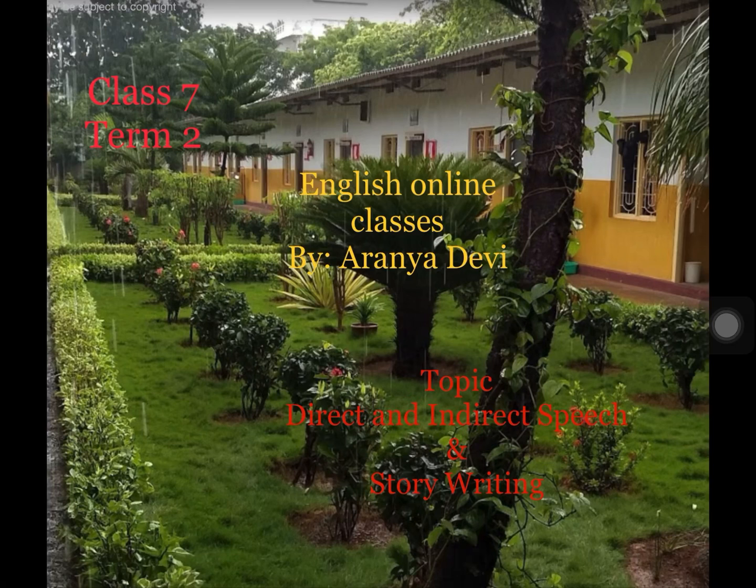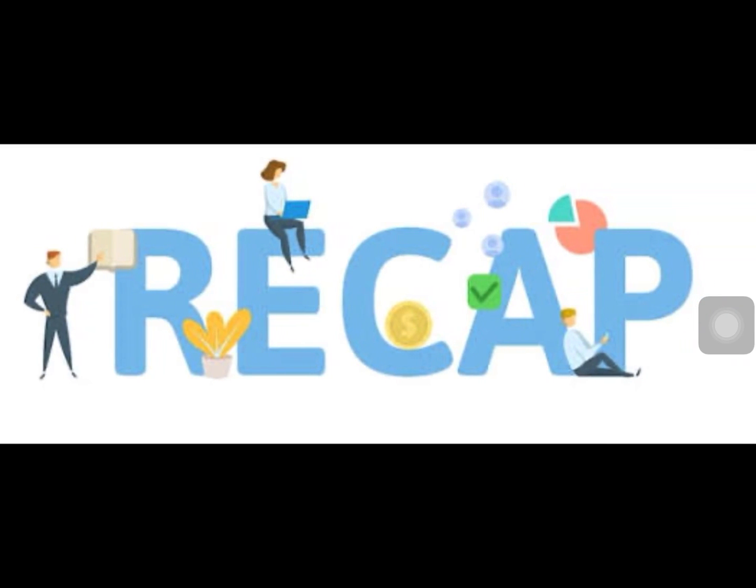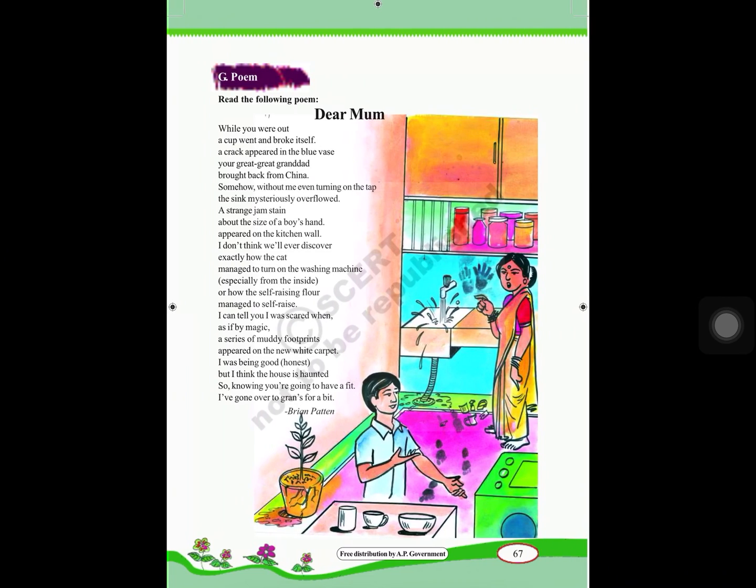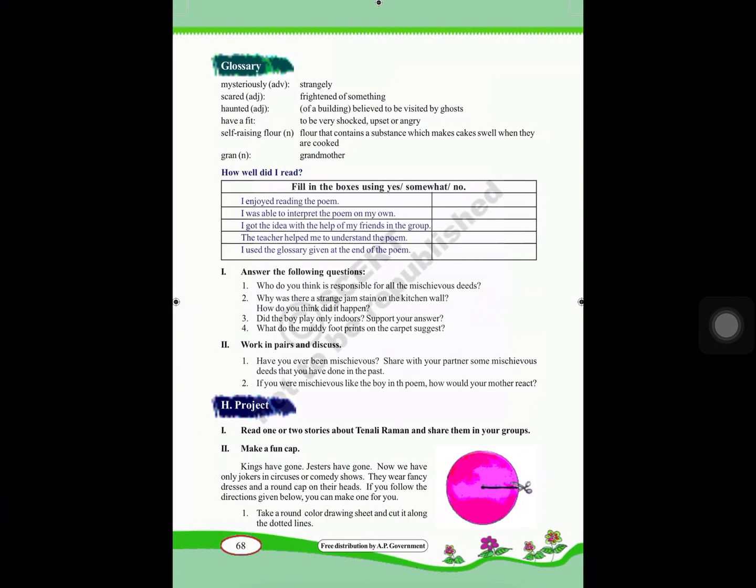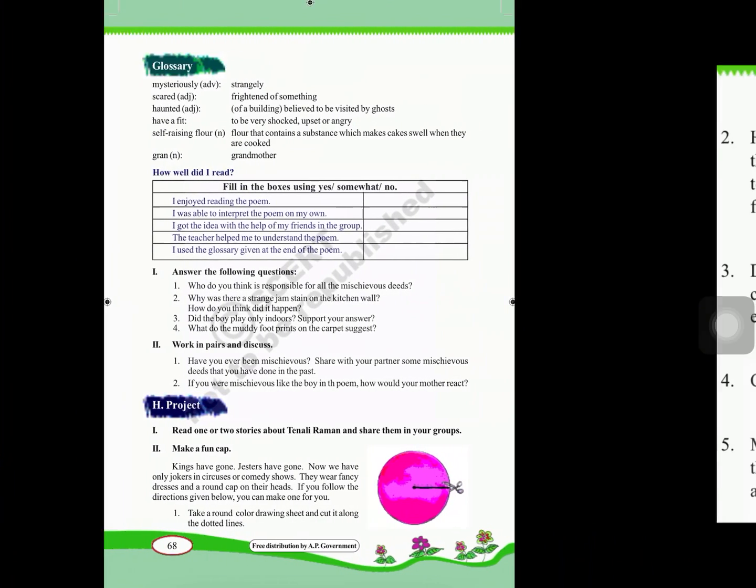I think you have watched, enjoyed and got an idea about our previous video, DMM and prefixes and suffixes. Let's have a recap once. The title of the poem Dear Mum, the poet of the poem Brain Pattern. Here we have gone through the mischievous things done by the boy at home, but it was not revealed what he had done. That has to be understood by us. And I believe you have completed the project also given at the end of the poem in your textbook.